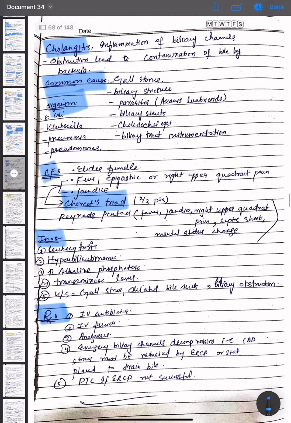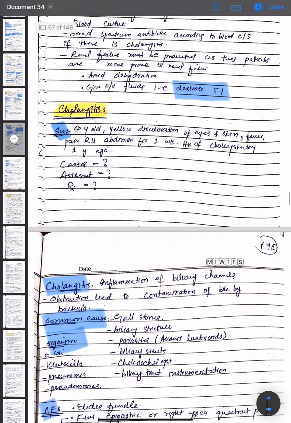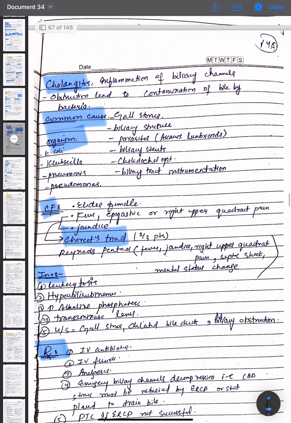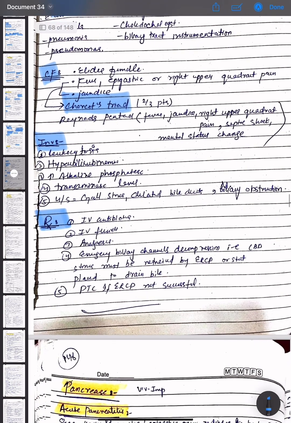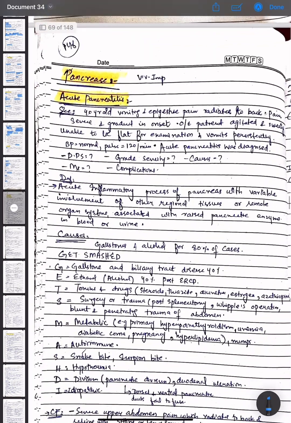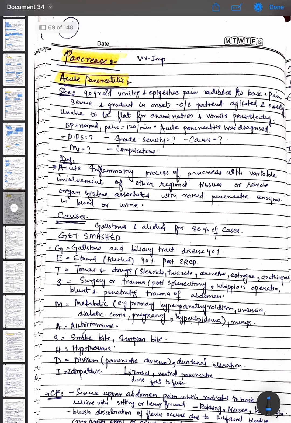So we have discussed cholangitis, the scenario, then its definition, then what are the common causes and the causative organisms, then the clinical features, then what investigations are done for it and what are the treatment options. Now coming towards the pancreas, we have a topic, acute pancreatitis, which is very important. So we will discuss this in detail.